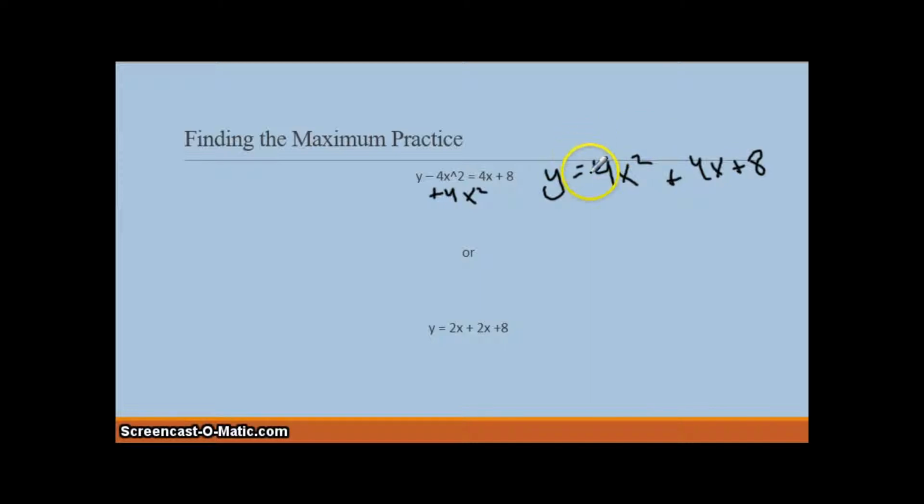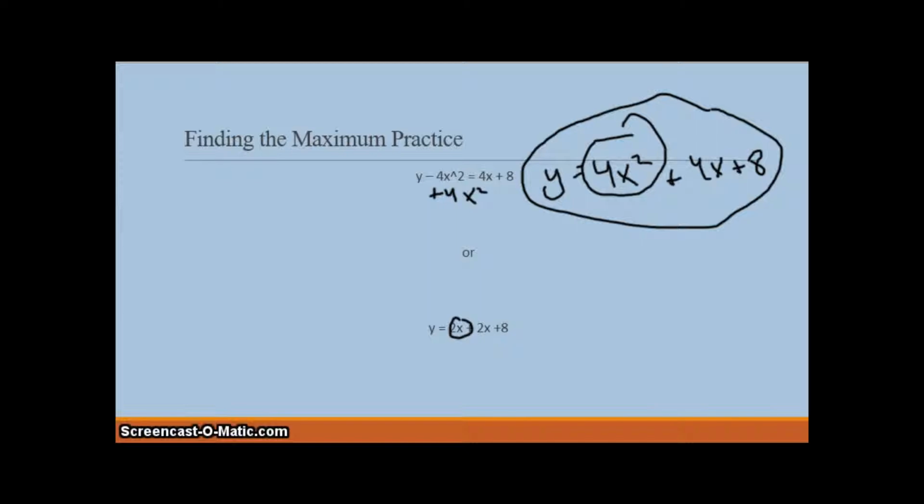Alright, so now you're going to look again at your maximum value. In the first equation, it's 4x squared, and then 2x squared in this one. You'll see that the first equation has the higher maximum, so that is going to be your answer.